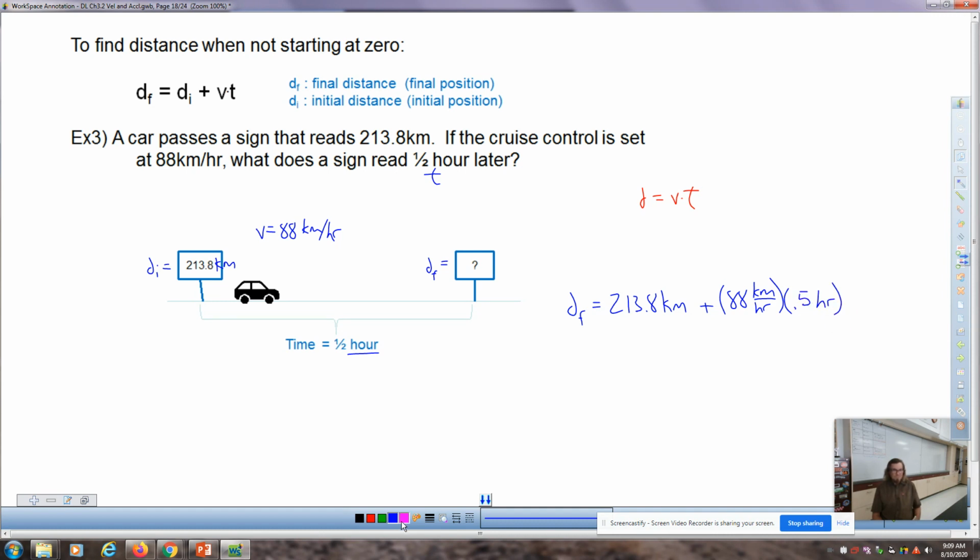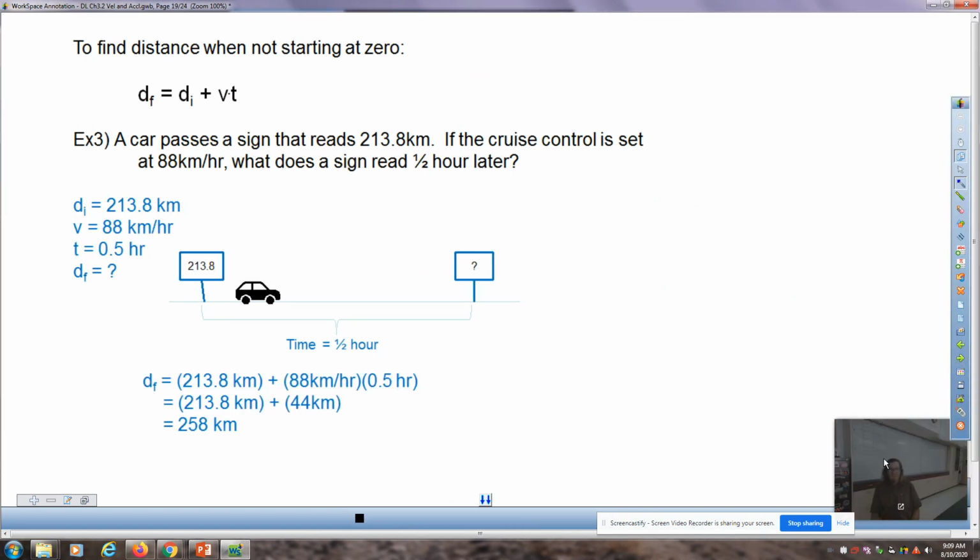Now, for those of you keeping track of the units, hours cancel out hours, which means that this number here is kilometers, which means it can be added to the other kilometers. Half of 88 is 44. I don't think I need to show any more on this slide. Let's go to the answer slide, which came out to be 258-ish, I rounded, which is fine, kilometers.